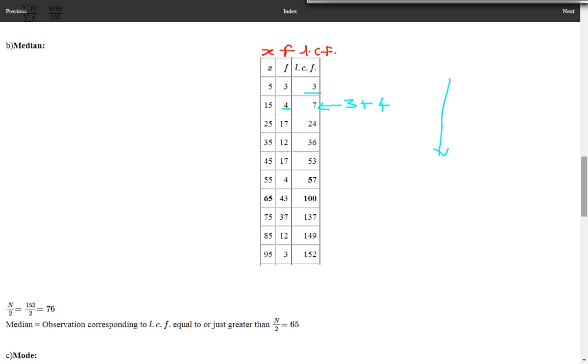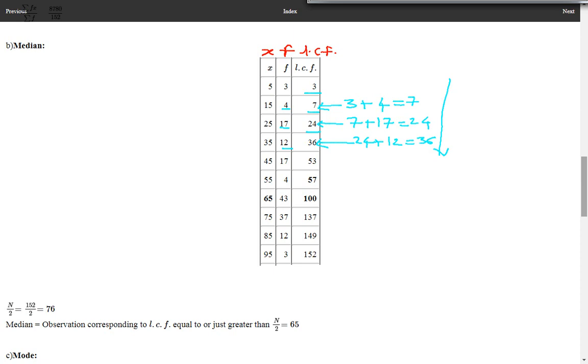Next, how is this obtained? We have to add 7 plus 17, that gives 24. Again, the next cumulative frequency is 36, which is obtained as 24 plus 12. So 24 plus 12 equals 36 and so on.